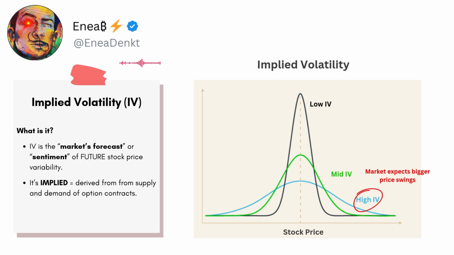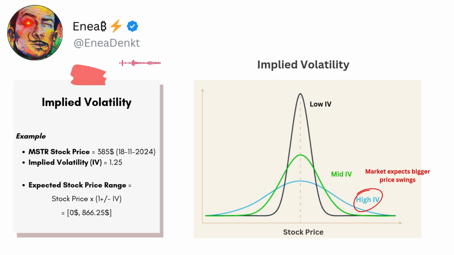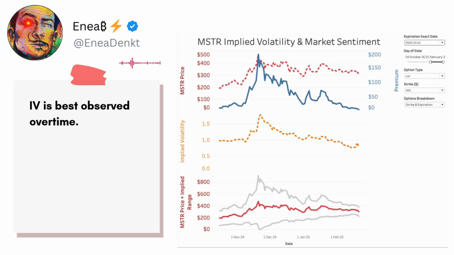So to make an example, on the 18th of November 2024, MSTR price was at 385 and the implied volatility was 1.25. From this, we can derive the expected stock price range that the market is actually pricing into the premiums of the option. But let's look at real data, as implied volatility is best observed when you look at it during its evolution, because there we can assess if it is high or low based on its past levels.